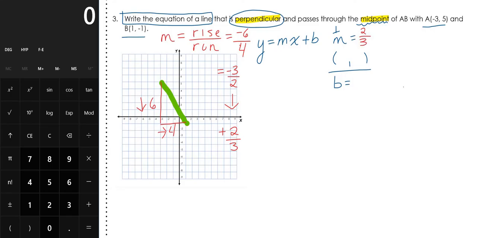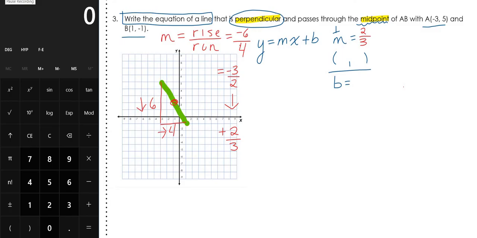There we go. And now for my point. Well, they didn't really give me a point that's on my line. They told me what the endpoints are of this green line segment. But they did say that they want my line to pass through the midpoint of this green line segment. So now what I need to figure out is, what is this midpoint around here? To do that, we're going to use the midpoint formula. So this is one of those things you want to put down on your reference sheet in the back of the packet.